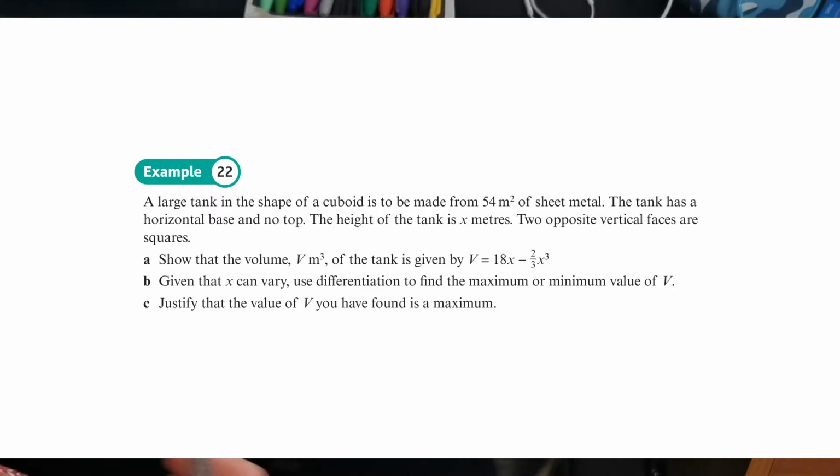It says a large tank in the shape of a cuboid is made from 54 meters squared of sheet metal. The tank has a horizontal base and no top. The height of the tank is x meters. Two opposite vertical faces are squares. Show that the volume v meters cubed of the tank is given by v equals 18x minus 2/3 x cubed.